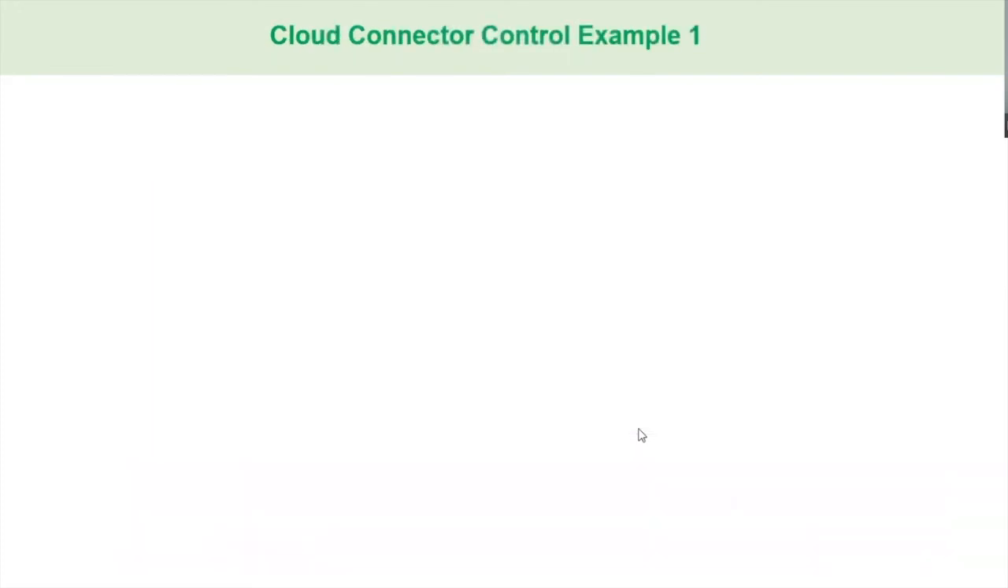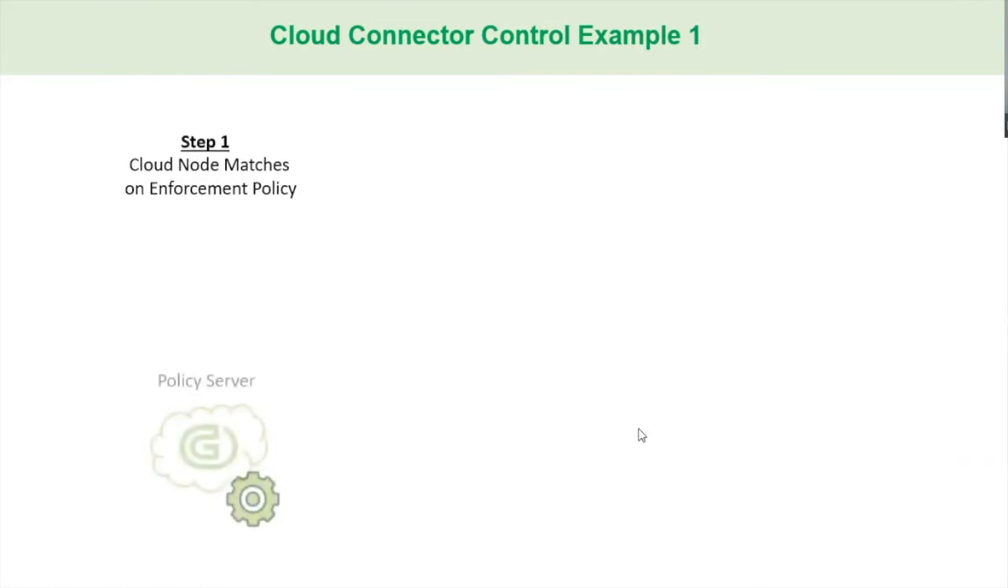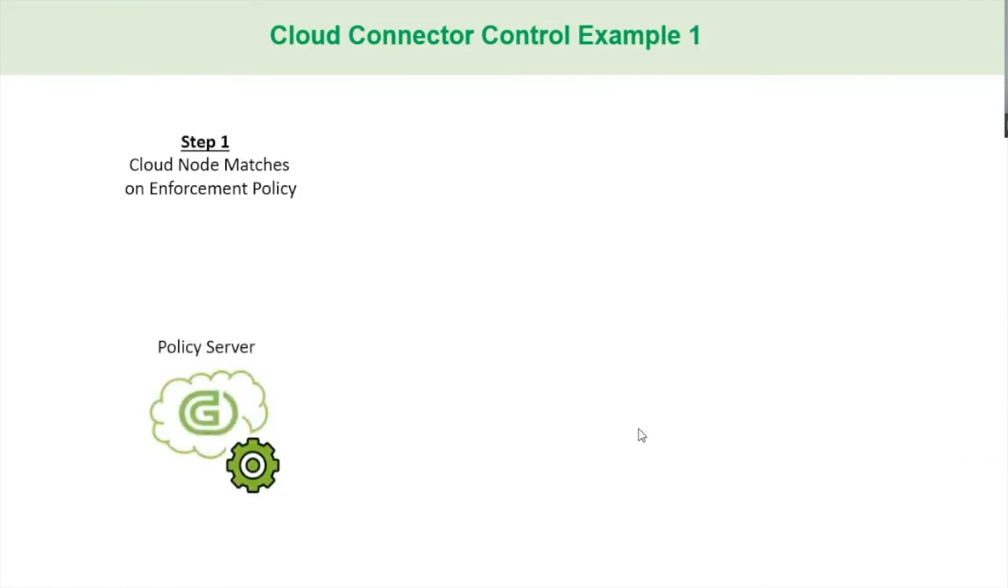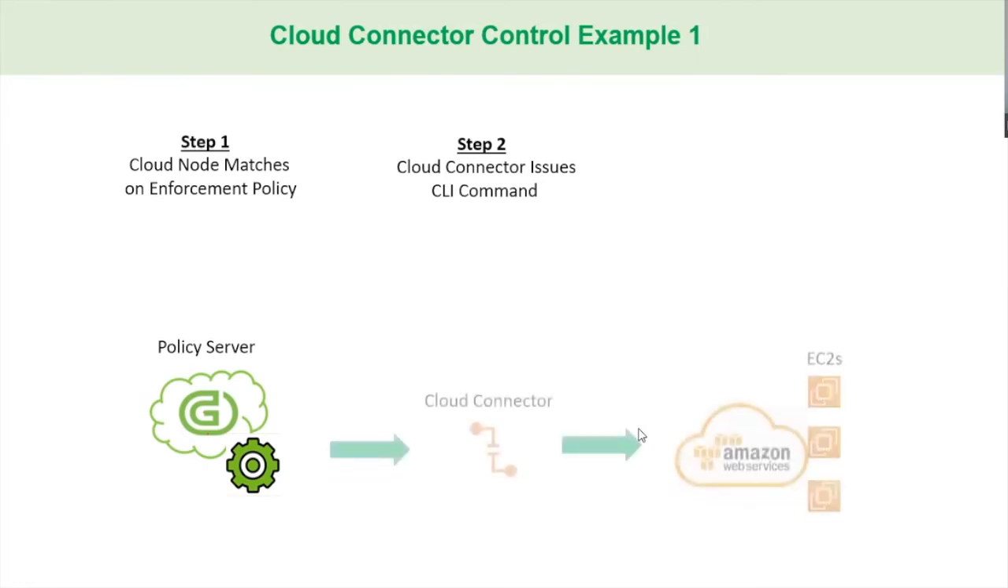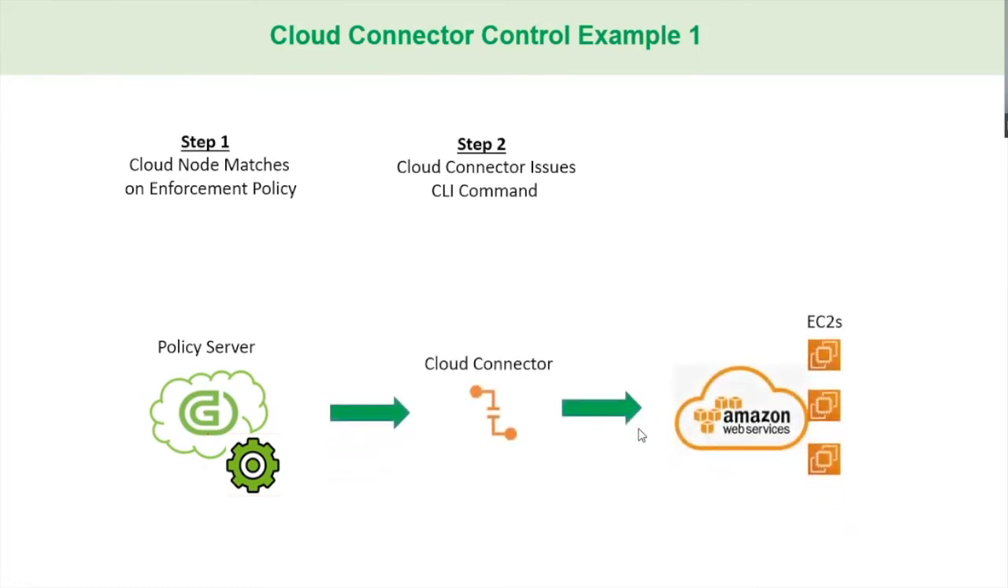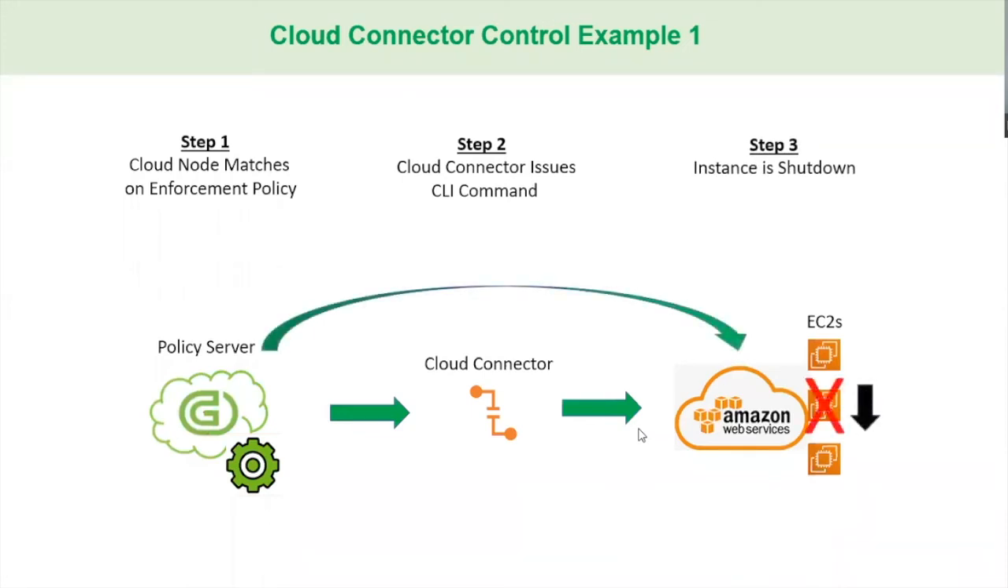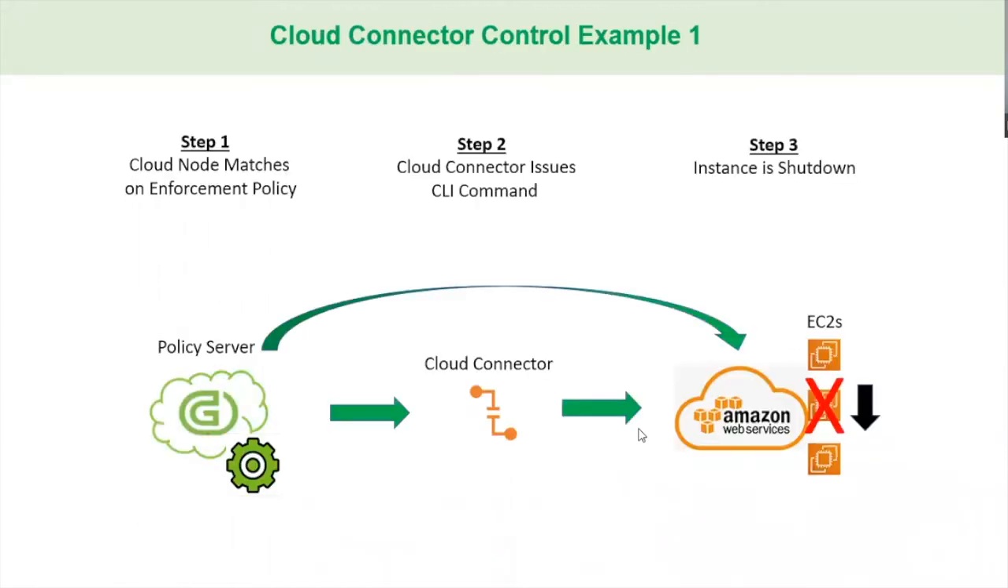Now we'll talk about how to control these nodes once we've detected them. We're going to match a node on whatever enforcement policy. Again, your policy server could be hosted anywhere. In this first example, we're going to use the cloud connector to issue a command, and in this case, we're going to shut down the instance. For this example, we have AWS EC2s that we have previously detected through the cloud connector. Once we've detected them, we're going to match them through your enforcement policy.